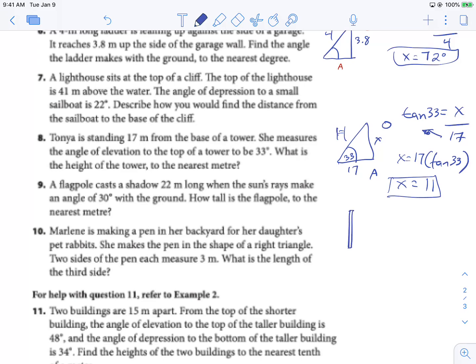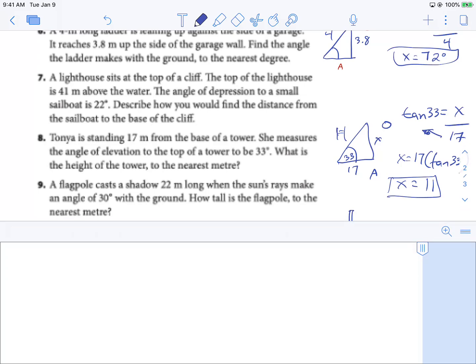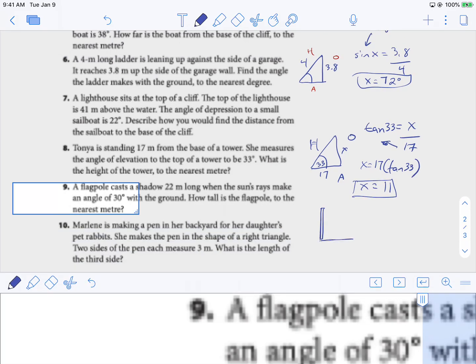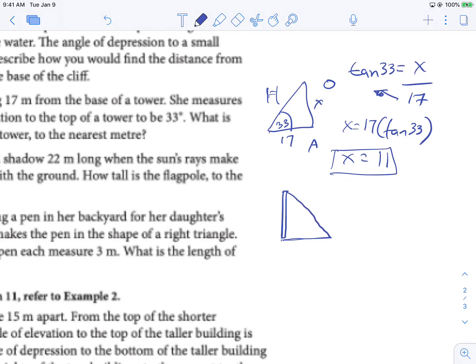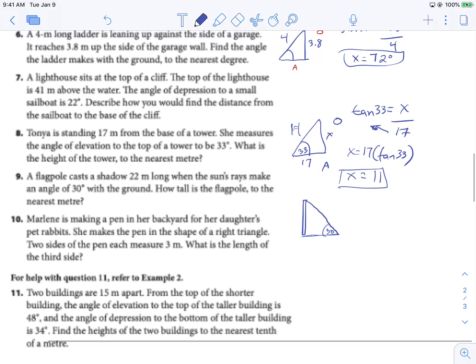That's our flagpole, and it's casting a shadow on the ground. So here's our shadow. It says the sun's rays, so you can picture the sun's rays, making an angle of 30 degrees with the ground. So here's our ground, so that's where our 30 needs to go. It says our shadow's 22. How tall is the flagpole?